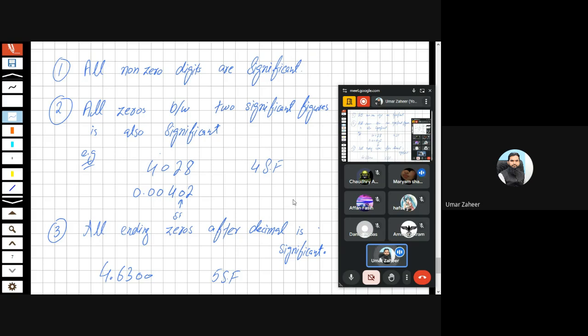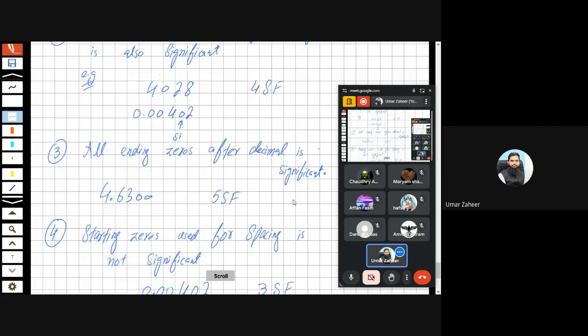Yes, anyone have a question here? Obviously, we will do the questions, so it will be more clear what it means by significant figures, how we can round off, and a lot of other things as well. The rules are clear? Yes.